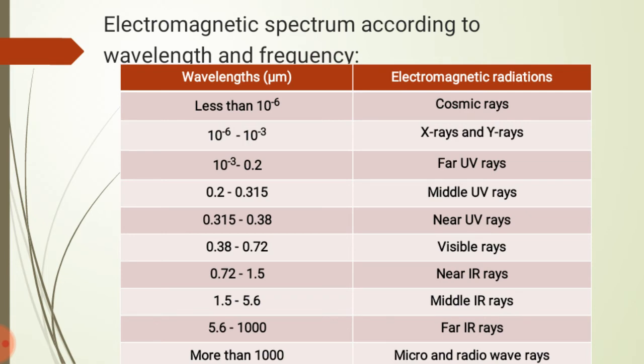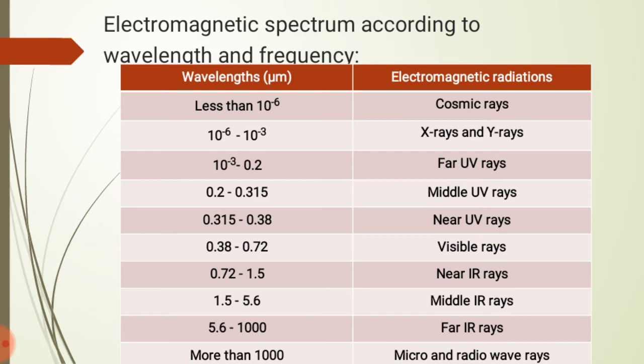Now next are the microwaves and radio waves. That is the microwave region and the radio wave region in the electromagnetic spectrum, and the wavelength of this region is more than 1000 micrometer. We know that 1 micrometer is equal to 10 to the power minus 6 meter, and the wavelength of the microwaves and the radio waves is larger than 1000 micrometer. This is all about the electromagnetic radiation and their corresponding wavelengths in micrometer.